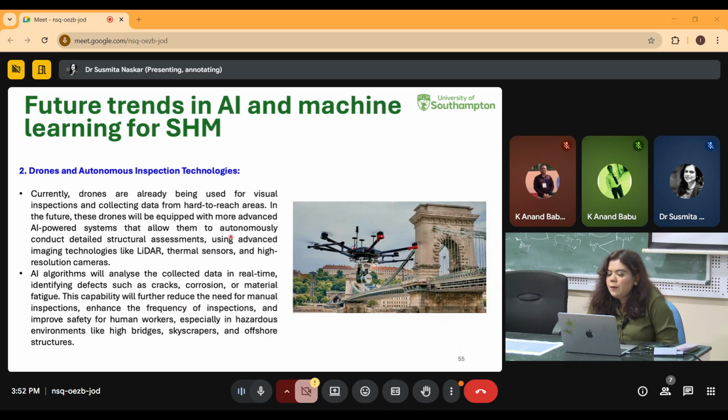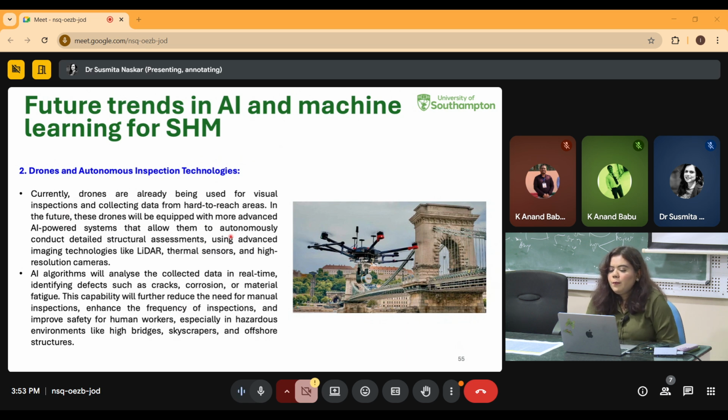And this will allow them to autonomously conduct the detailed structural assessment rather than going there, or measuring manually. This will actually help to do that without, as I said, much human control. We cannot say that we are definitely out of human control. We definitely do need human control, but not constant human control, or less human control. Somewhere we are saving that, right?